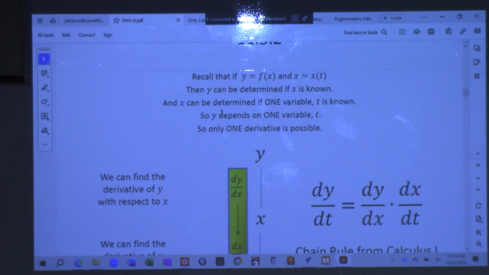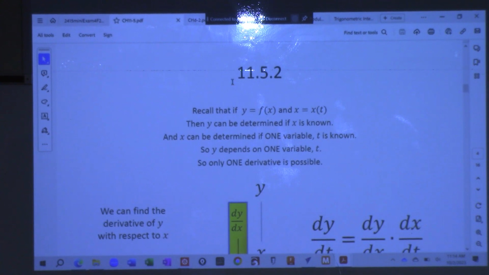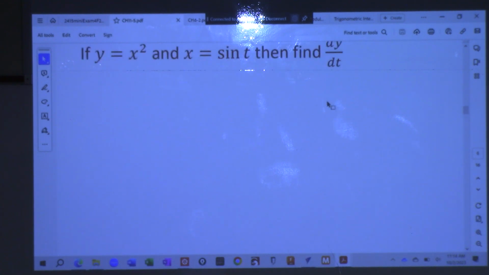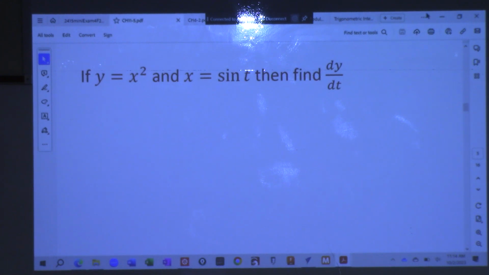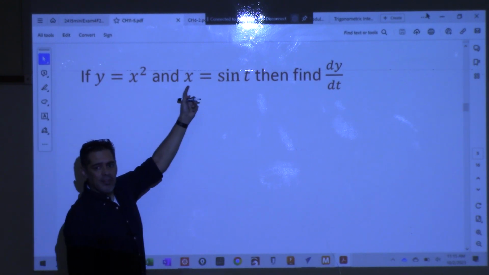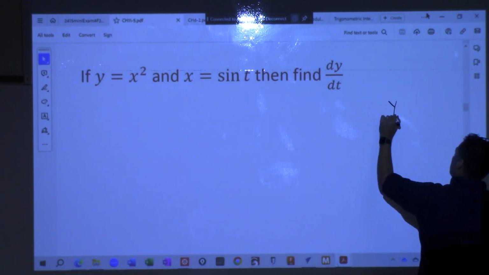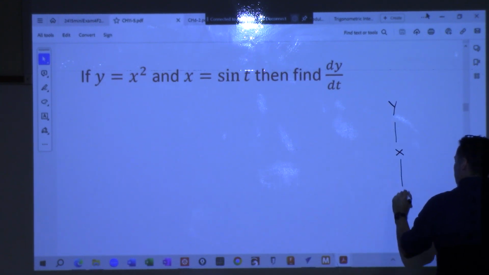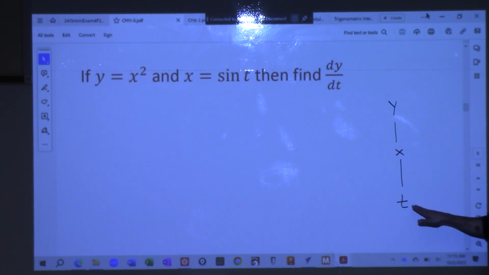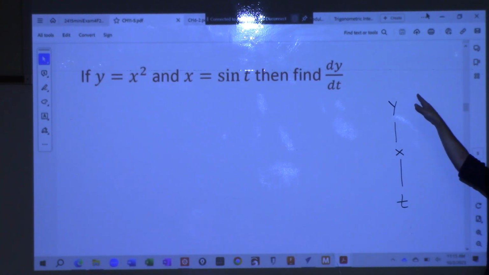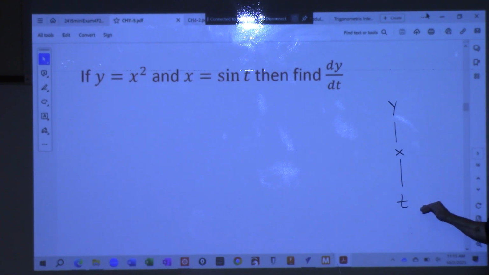Now, what if I tell you that y depends on x and x depends on t? Let me give you the example first. Look at that right there. Y depends on x. Do you all see that? Y depends on x, and x depends on t. Then the picture of this is that y depends on x, but x depends on t. So if I know t, I'll know x, but if I know x, I'll know y. So ultimately, y depends on one thing.